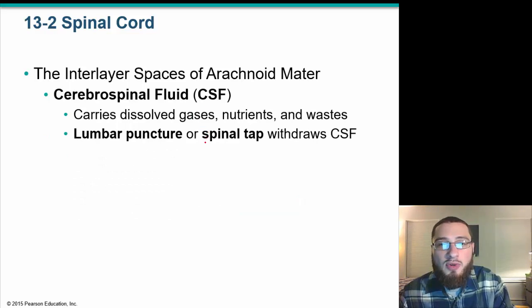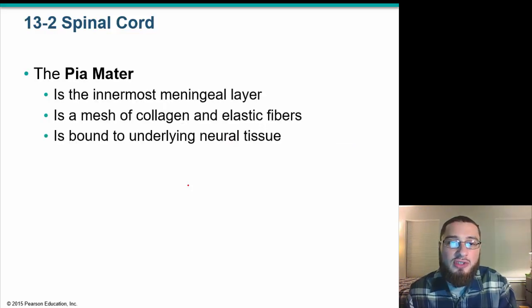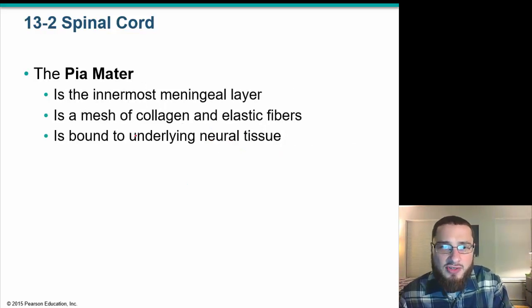And a lumbar puncture, often called a spinal tap, is going to remove cerebral spinal fluid in order to test it to check the health of the cerebral spinal fluid and hopefully lead to answers if someone is having neurological issues. Pia mater is the innermost. It's a mesh of collagen and elastic fiber. So once again, we see this collagen and these elastic fibers creating more connective tissue within the body.